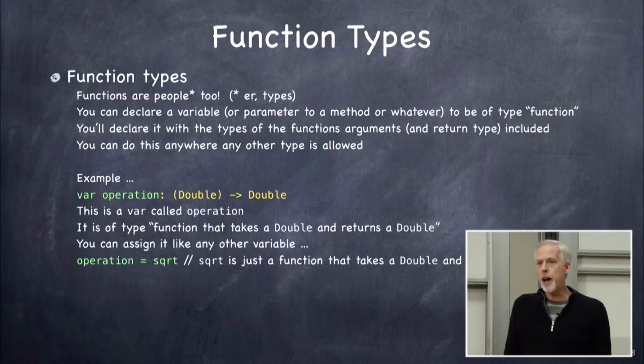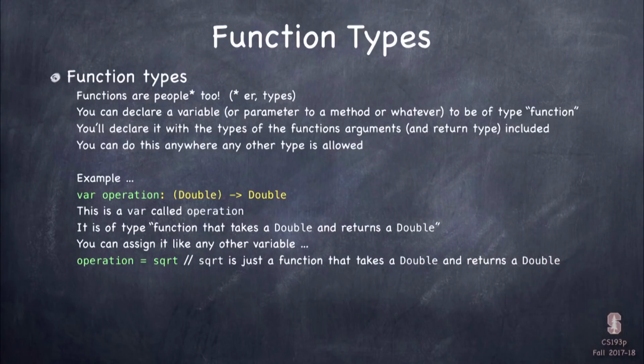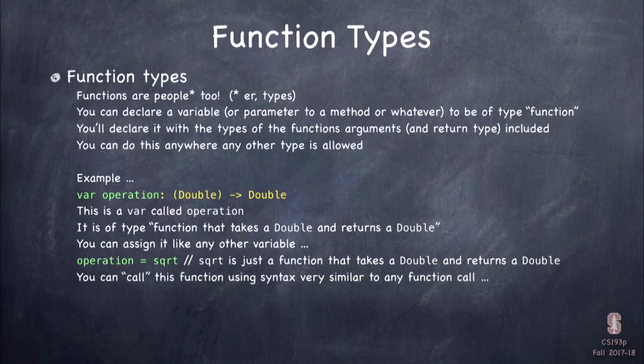So you can assign this var exactly like you would think. I'm going to assign operation equal to square root. Square root is a function that takes a Double and returns a Double, so it's perfectly legal for me to say operation equals square root. And how do I call it? I call it just like a function. operation(4.0) is going to call, in this case, square root of 4.0, because operation is a var that's holding a function, and that function is square root. Could not be simpler.